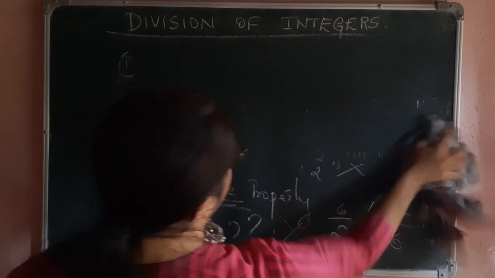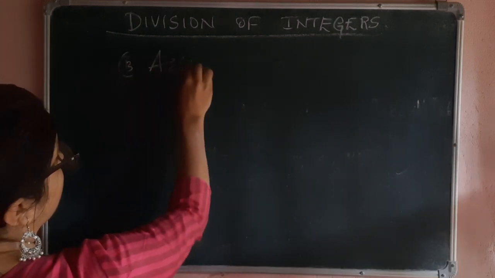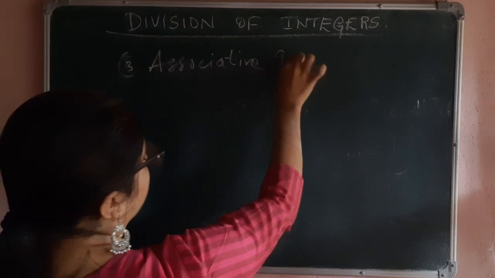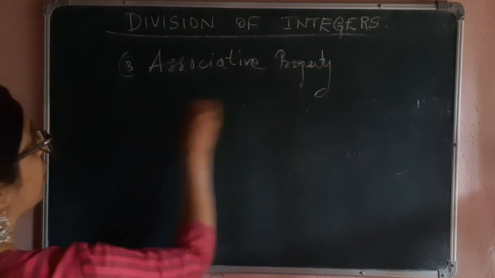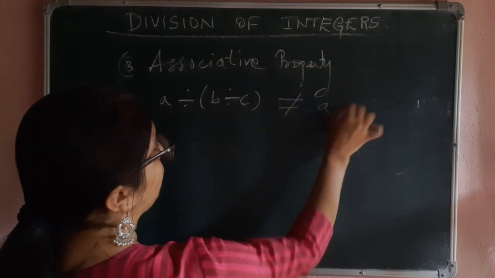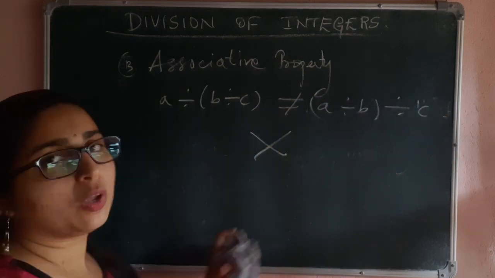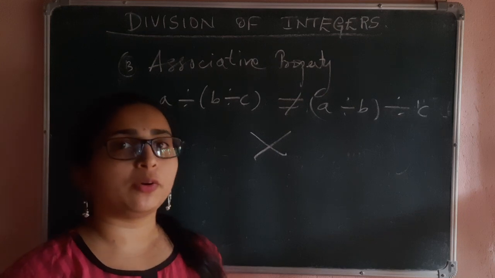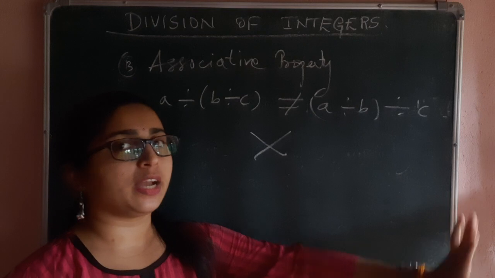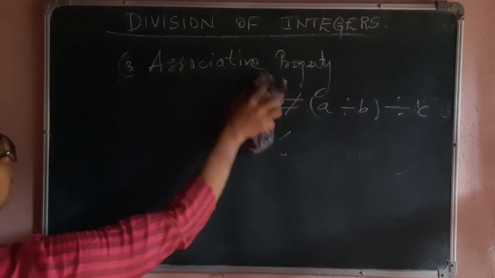Next comes the associative property. a divided by b divided by c is not equal to a divided by b divided by c when grouped differently. Obviously this will not be equal, because the commutative property does not hold good for the division of integers, so obviously the associative property will not hold good either.